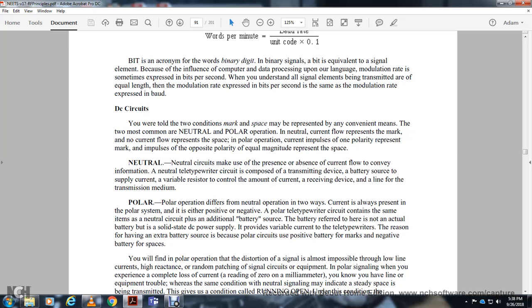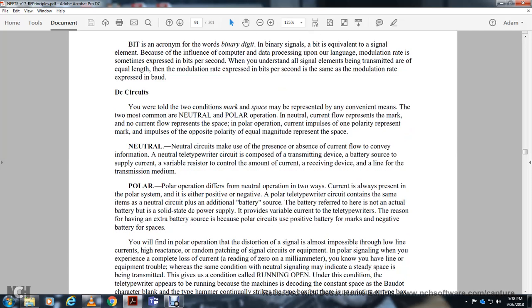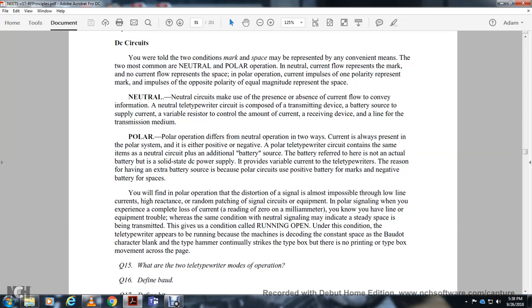The neutral teletypewriter circuit has the transmitting device battery store supply current, with variable resistance controlling the amount of current that the receiving device and line receive over the transmission medium. Polar operation differs from neutral operation.